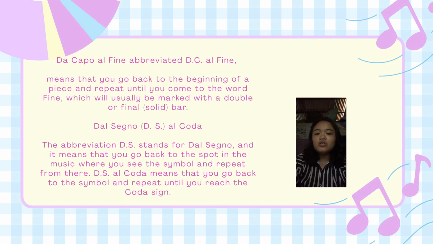Dal segno, or DS al coda. The abbreviation DS stands for dal segno, and it means that you go back to the spot in the music where you see the symbol and repeat from there. DS al coda means that you go back to the symbol and repeat until you reach the coda sign. Now when you get to the coda sign, you skip down to the coda, a number of measures at the end of the piece. Coda, or in the Latin word cauda, means tail. It is used to indicate where the song goes after the final repetition of a specific section is complete.